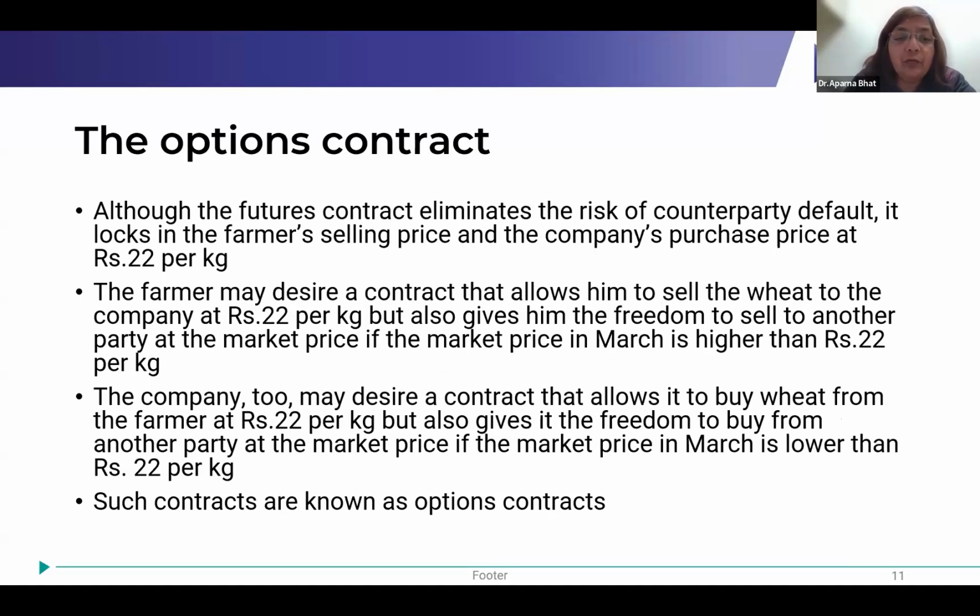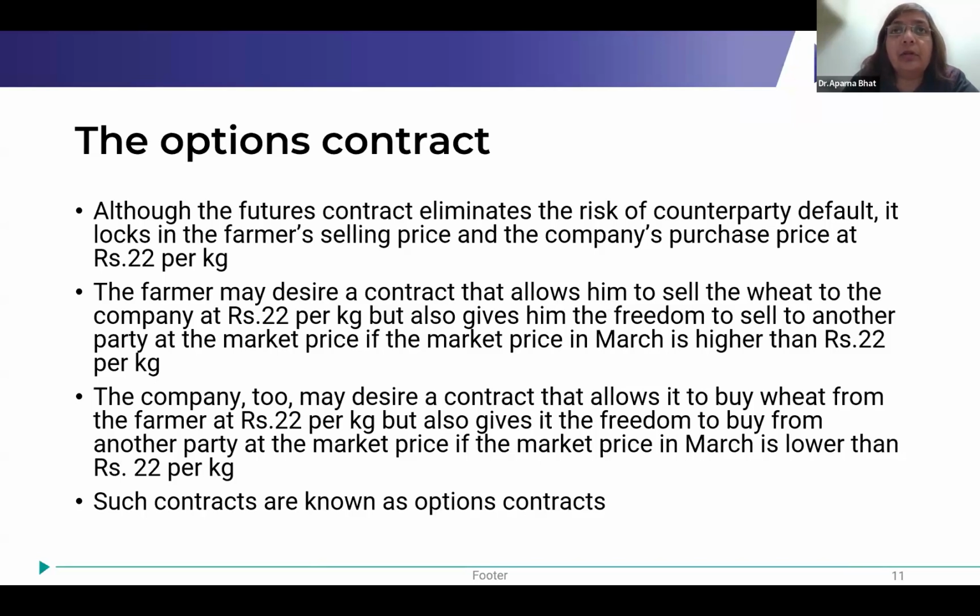But again, the futures contract has a limitation. What is the limitation? The futures contract eliminates the risk of counterparty default, but it locks in the farmer's selling price and the company's purchase price at 22 rupees per kilo. So both are bound. So as I said, the farmer is bound to sell his crop at 22 rupees, right? But what if the farmer has some other customer who is ready to pay 25 rupees for the wheat? Okay, now the farmer won't be able to do that because he has already entered into a forward contract and promised to sell his wheat to the company at 22, right?